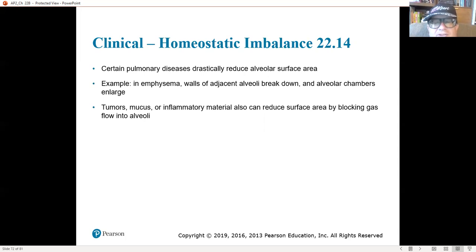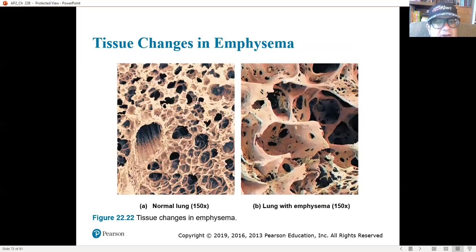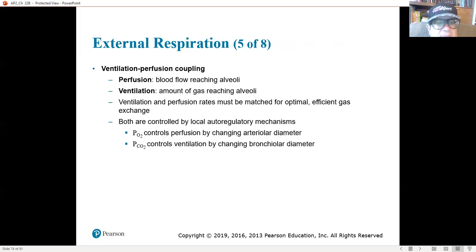Tumors, mucus, inflammatory materials, those can block gas flow into the alveoli. So normal lung, very spongy, lung with emphysema. This is a person who's obviously very sick and having trouble breathing. Their alveoli are much bigger and messed up.